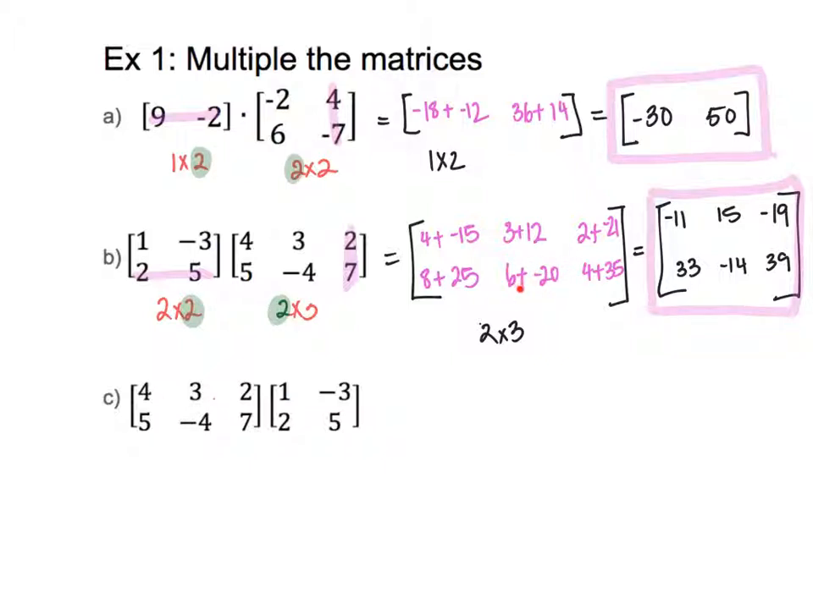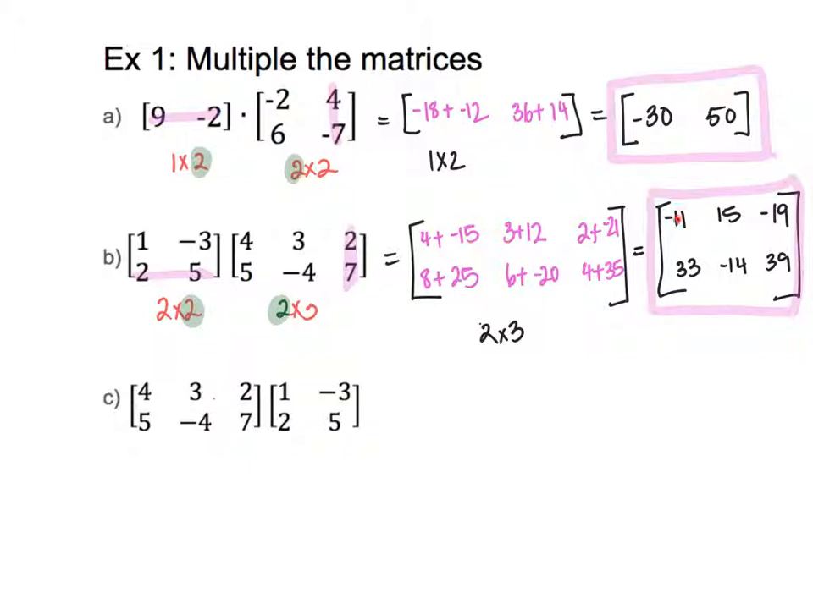So notice that this is the second row, second column. If you wanted to figure out this number, what you would do is look back at your two matrices, and because this is the second row and second column, that's the location, you have to multiply the second row by the second column, and that's how you can get that number.